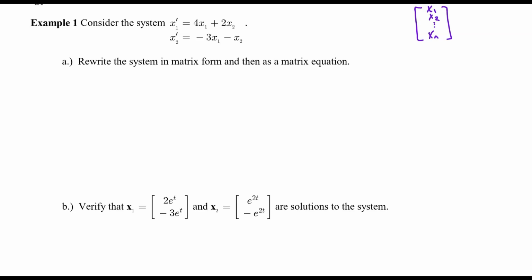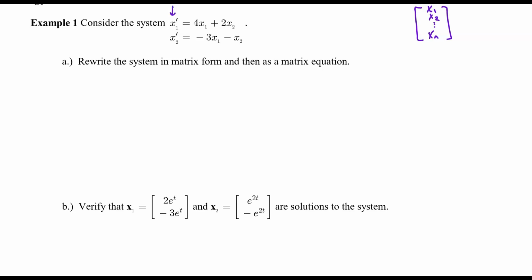The unknowns here, or the dependent variables, are x sub 1 and x sub 2. Please remember that those represent functions of t. It's not an algebraic system where we get an ordered pair of constants that solve the system. We get an ordered pair of functions, or using our new notation, a column vector of functions that balance the system. So we want to rewrite this system in matrix form and then as a condensed matrix equation.